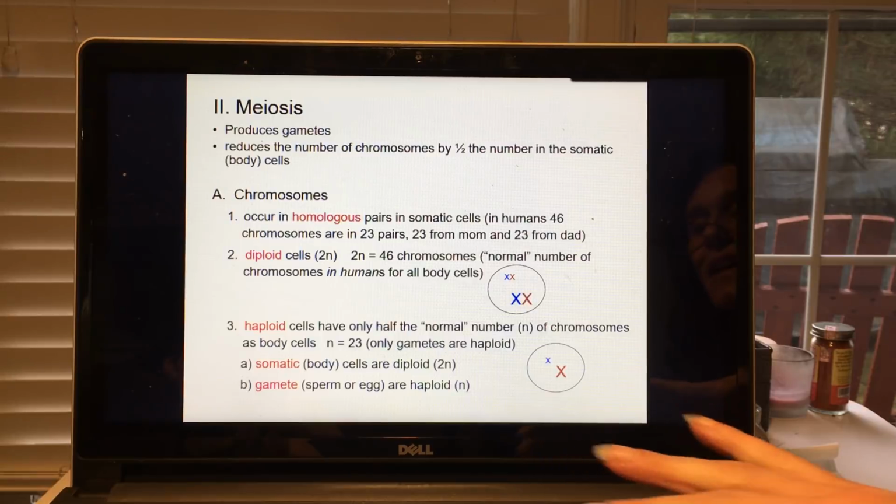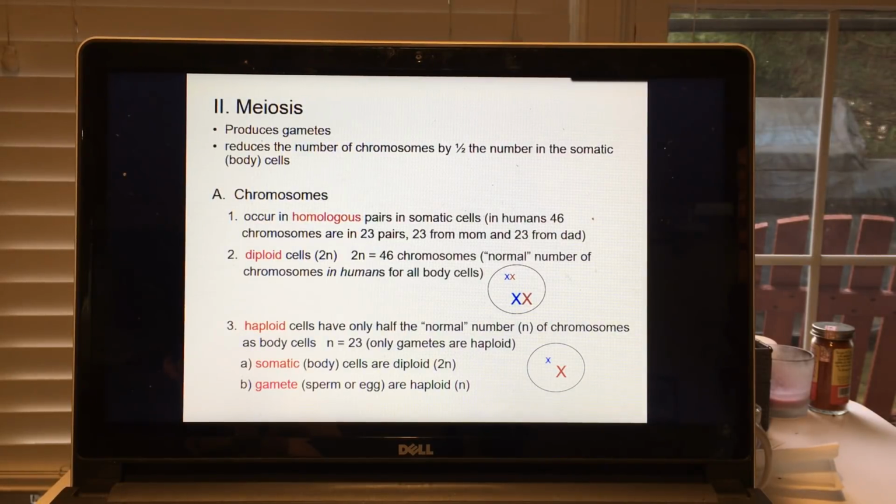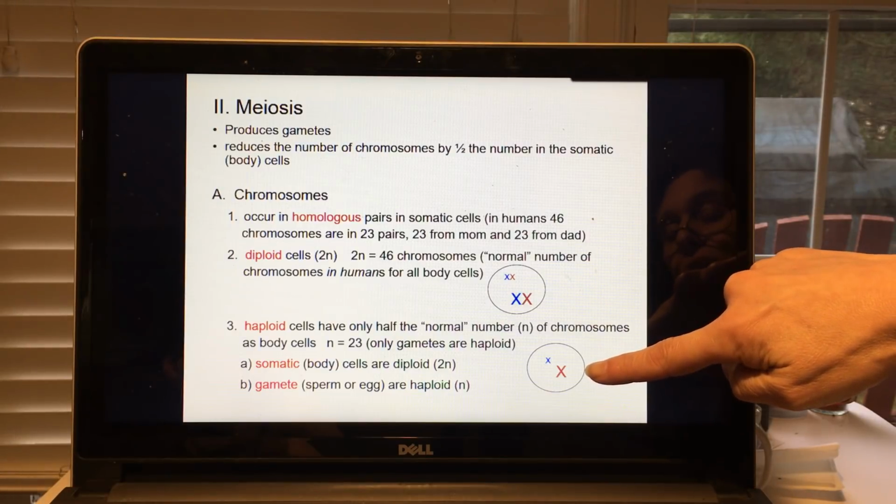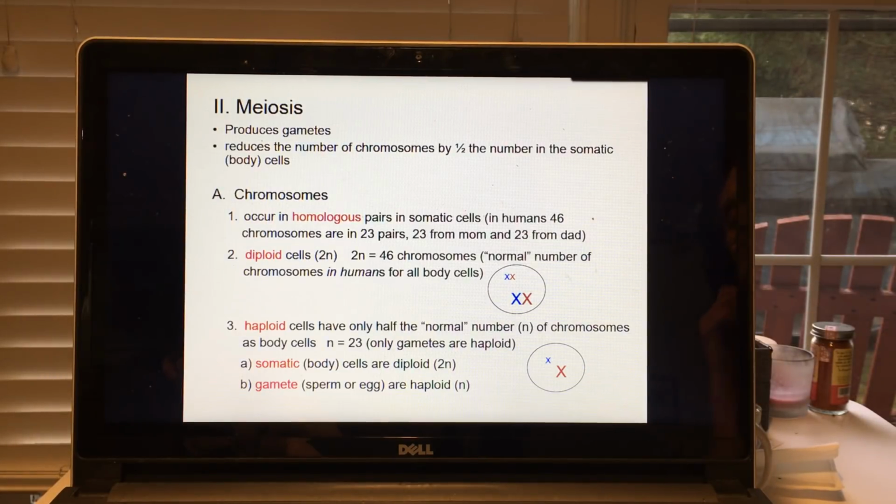Now, this next cell is referred to as haploid. It has half the number of chromosomes of the somatic cells. So in this diploid cell, there were 4 chromosomes, and in this haploid cell, there are 2. You won't always know when you're looking at a picture of a cell or a diagram of a cell what the normal number would be.